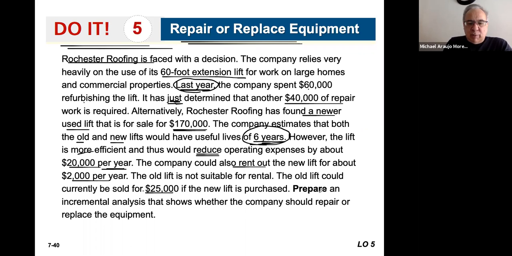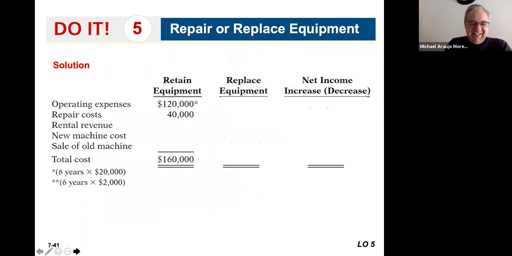Okay. So prepare the incremental analysis to show which lift the company should choose. So if they retain the current lift, again, this costs them money, right? So they would have to spend $120,000 on operating expenses, and they would have to repair it. Okay. So it would cost them $160,000 over the next 6 years to keep the lift that they already got.